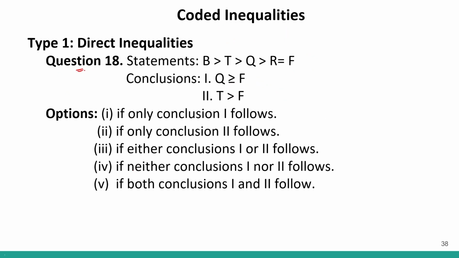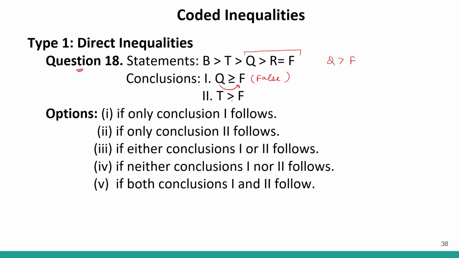Question number 18. First conclusion is Q is greater than or equal to F. So we will move from Q to F. So over here, I can see that Q is greater than F. But we cannot conclude that Q is greater than or equal to F. Therefore, this will be false. Correct? This will be false.